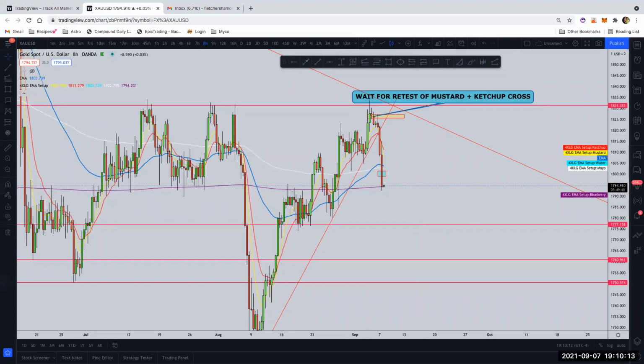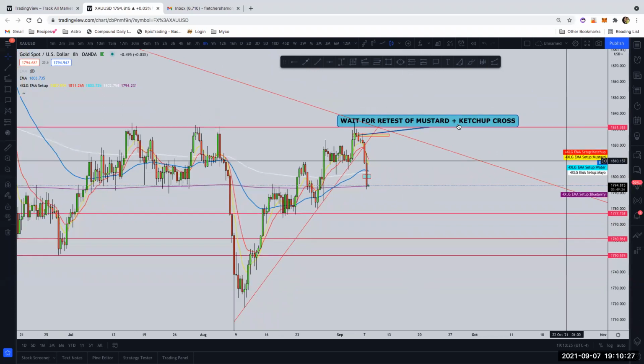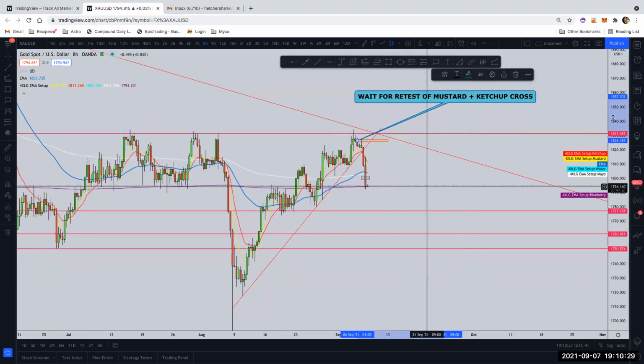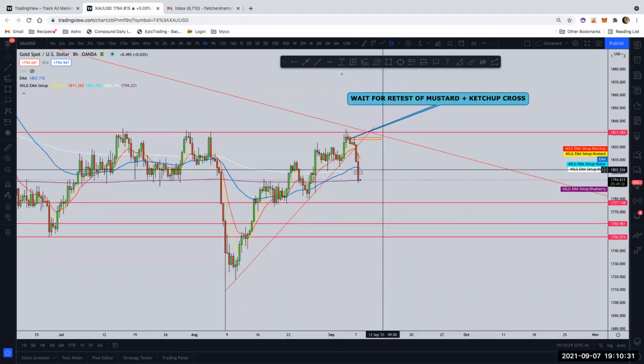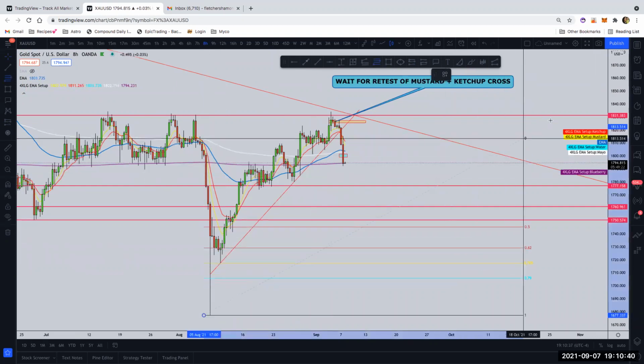So let's see. Is it a pullback until mustard and ketchup cross on the other way? Yes. And you also have to understand retracement levels. Did the pullback finish? What level did it hit? You have to know all of these things.